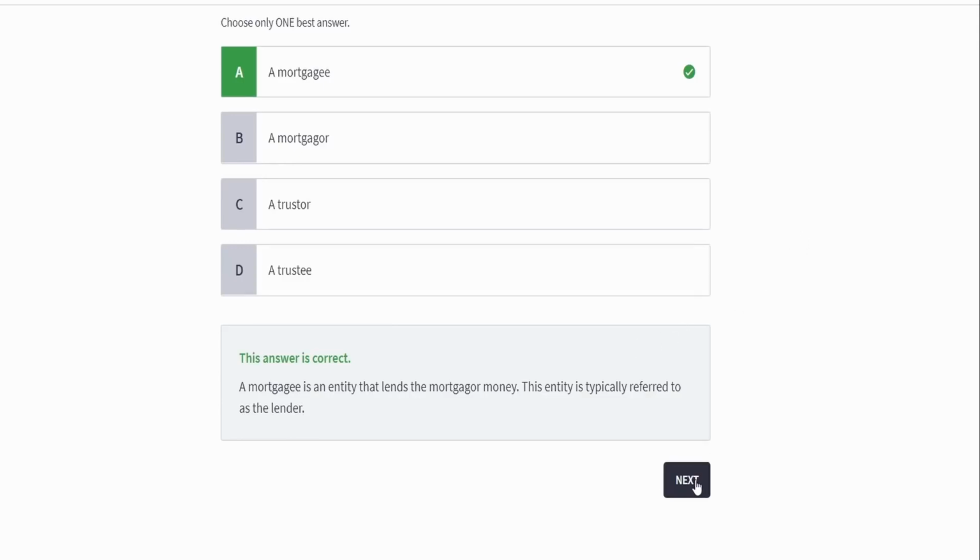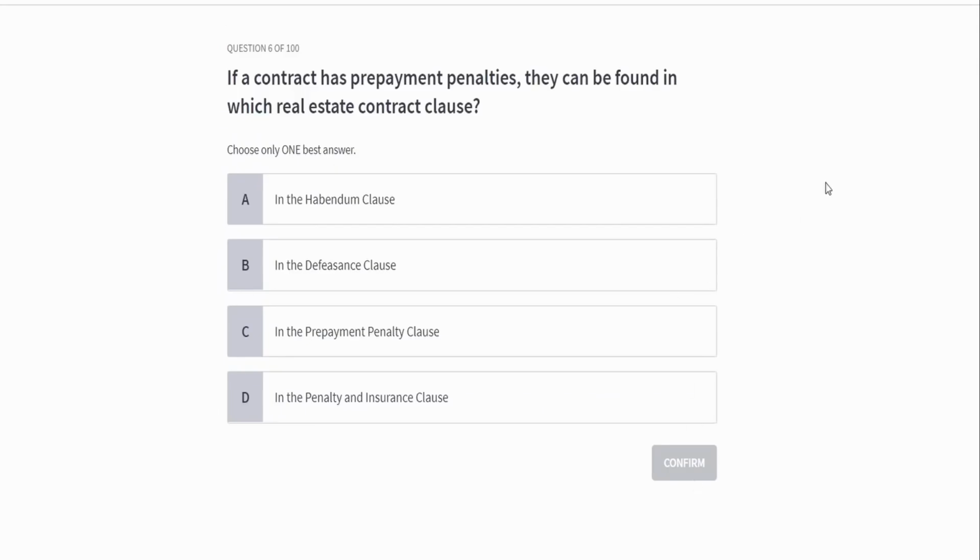All right, next one, question 6. If a contract has prepayment penalties, they can be found in which real estate contract clause? Is it A, in the habendum clause, B, in the defeasance clause, C, in the prepayment penalty clause, or D, in the penalty and insurance clause? So as always, here's an opportunity for you guys to think this one over. Give you guys some time to come up with your answer.